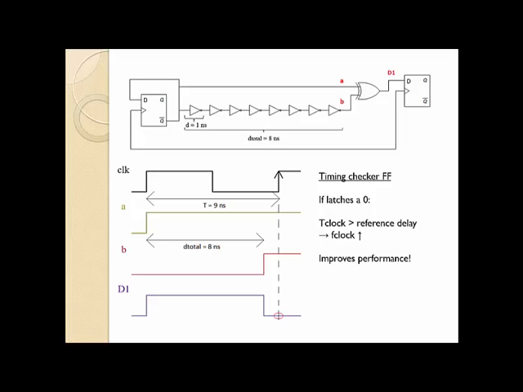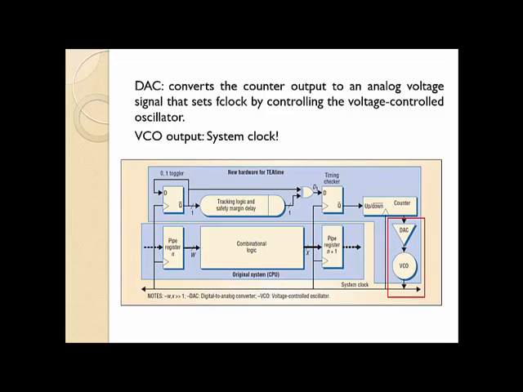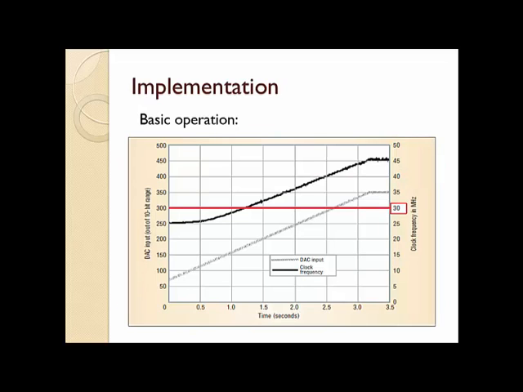Thereby, the timing checker flip-flop output provides the command signal to increase or decrease the clock frequency by controlling the count direction of the up-down counter. The digital to analog converter converts the counter output to an analog voltage signal. This signal sets the clock frequency by controlling the voltage controlled oscillator, and the VCO output finally becomes the system clock.